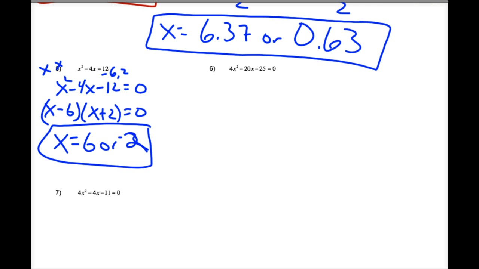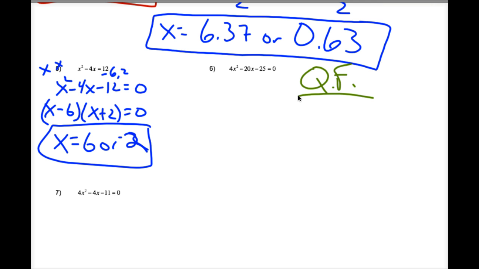All right. This next one, I'm not sure if it's a typo or what, but it looks like it's a perfect square trinomial, but it's not. That minus sign messes everything up. So this is not factorable. If it's not factorable, guys, what do we have to do? Complete the square or graph it.